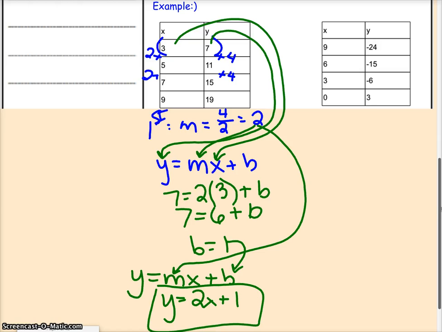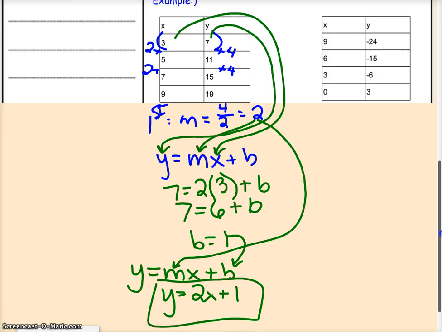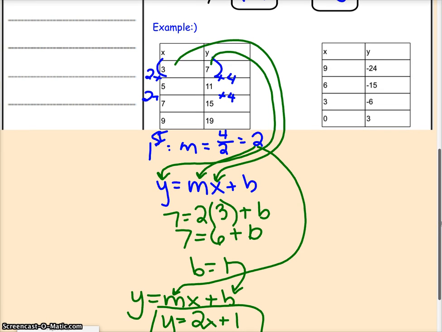Galen had an amazing question. He said, can I use any pair I want? Yes, absolutely you can. Look, you have a 3 and a 7, or you could use 5 and 11, or you could use 7 and 15, or you could use 9 and 19. You would get the same answer no matter what.